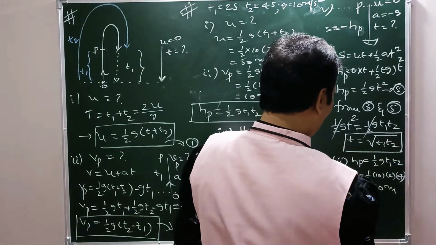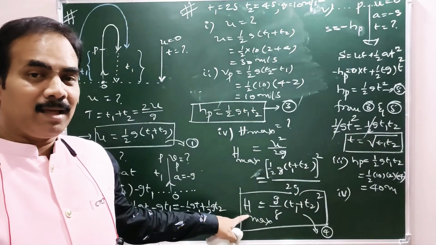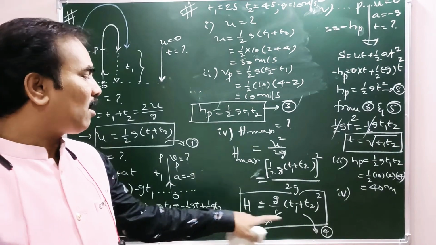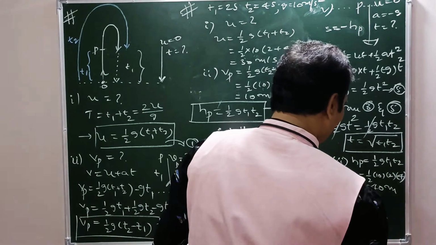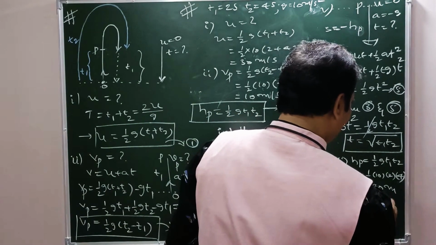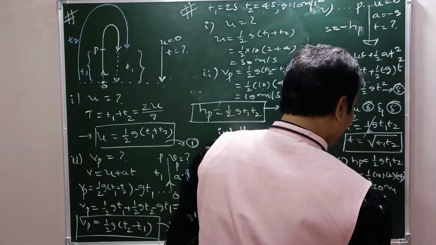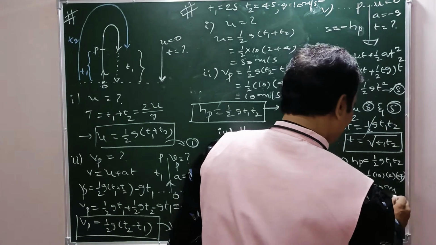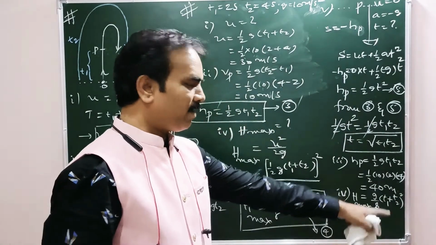Now question number 4. What is question number 4 here? Max height reached by the particle from the ground. That is H max. H max equal to G by 8 into T1 plus T2 whole square.